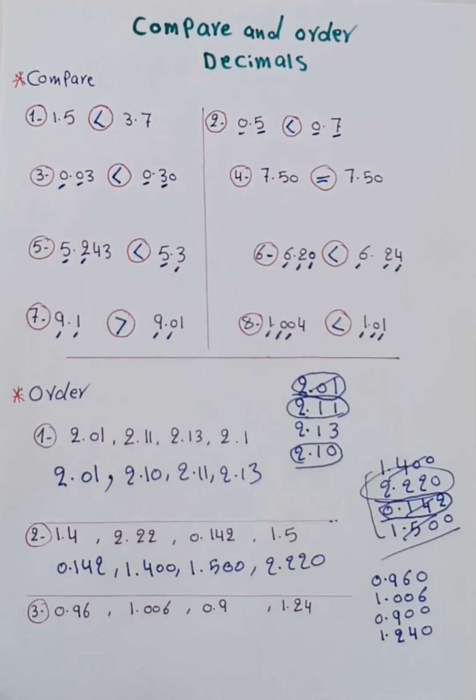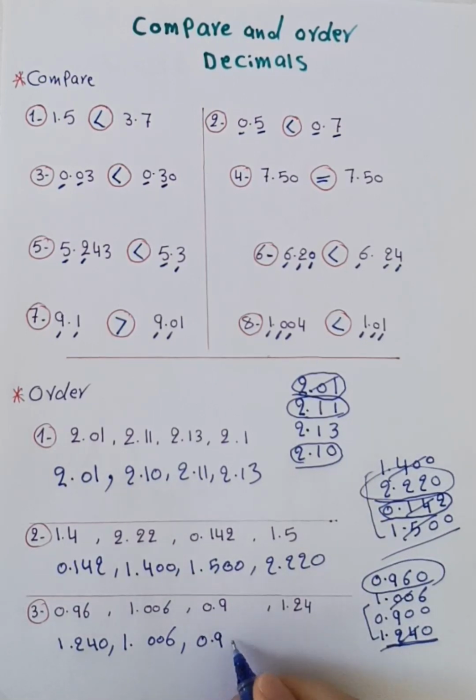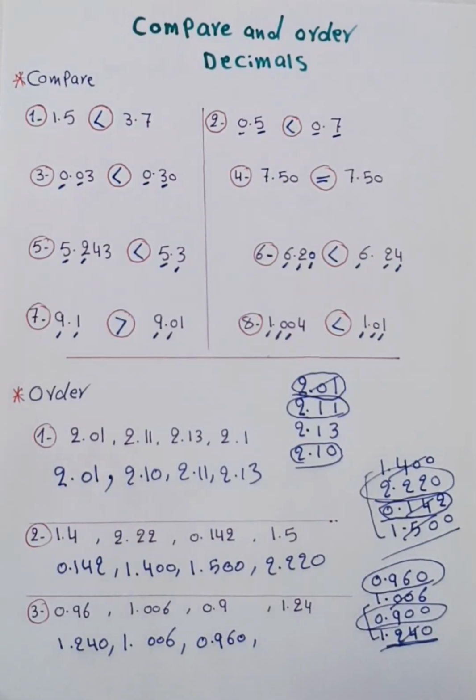And then when we order from greatest to least, these two numbers are greater than these two numbers, and then this one is the greatest number because after the 1 we have 2, after the 1 we have 0. 1.240, and then 1.006. After this one, this is the third one, 0.960, and then this is the smallest decimal, 0.900.